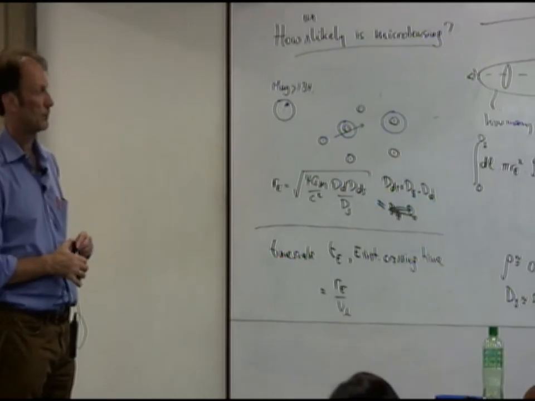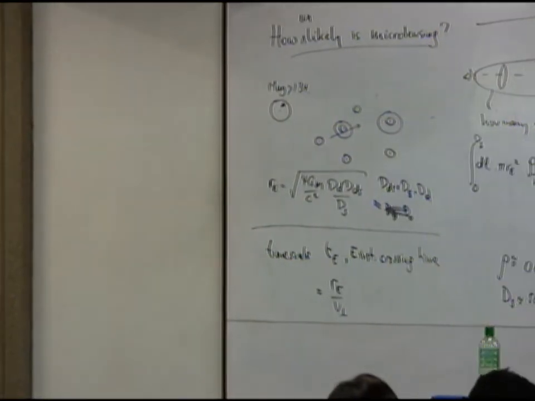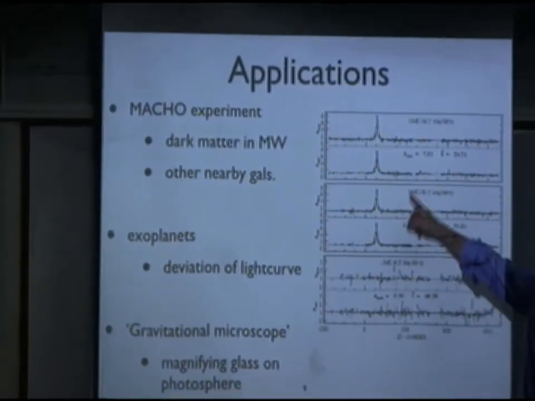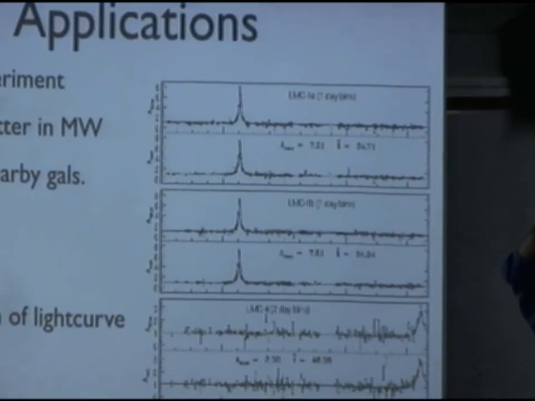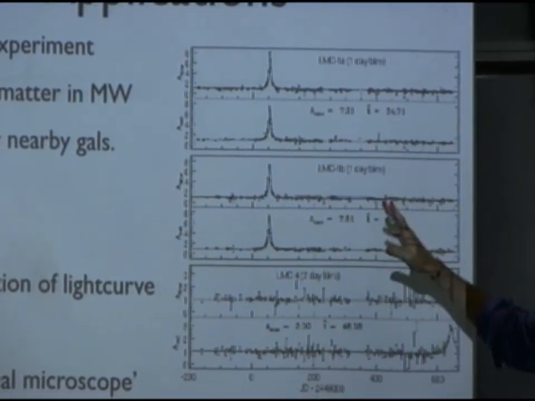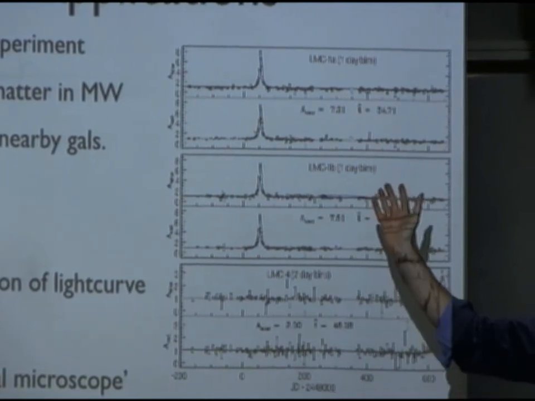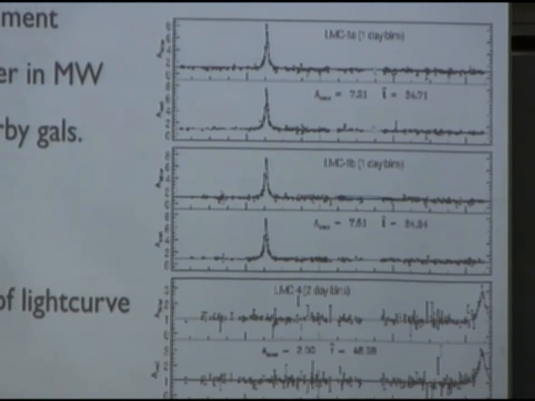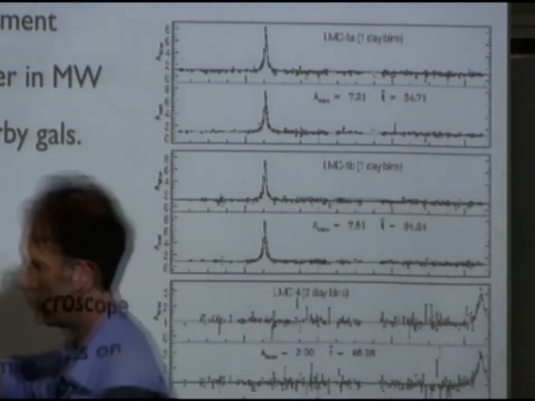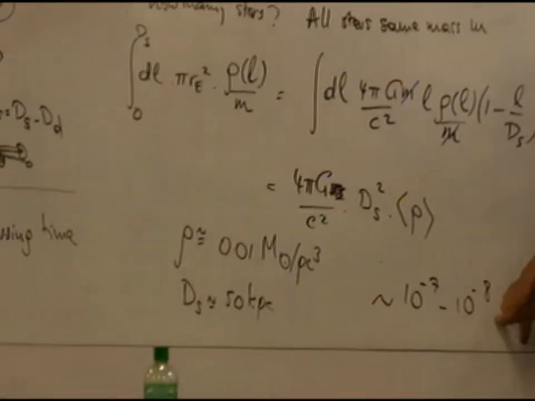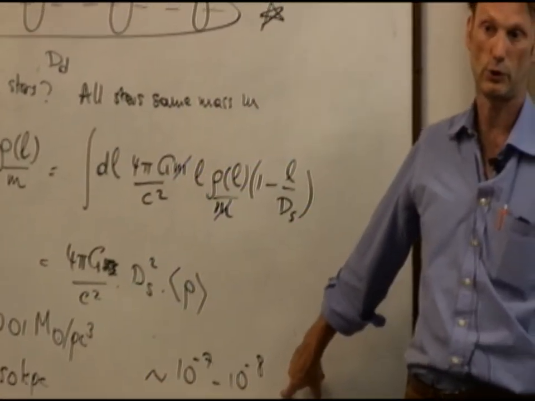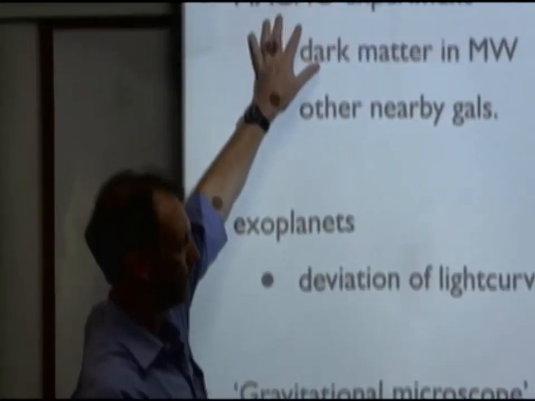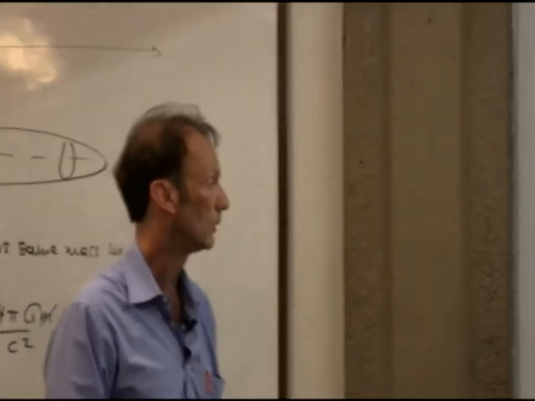So these are the kind of experiments that people have done. And what I showed you in this previous slide is from the Macho experiment, which was the pioneer in this game in the early 1990s. They found a few dozen microlensing events by looking at 10 to the 7, 10 to the 8 stars in the Magellanic Clouds. And that turns out to be much lower. In fact, what they found was many fewer events than you would expect if all the halo was covered in Machos. So the conclusion is that Machos that cause microlensing are not actually the dominant component of the dark halo.